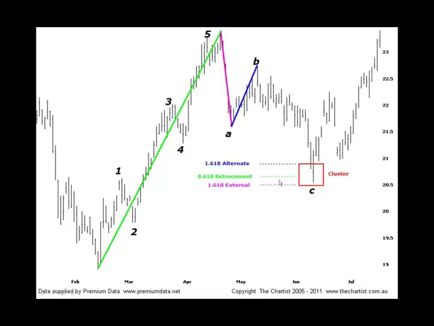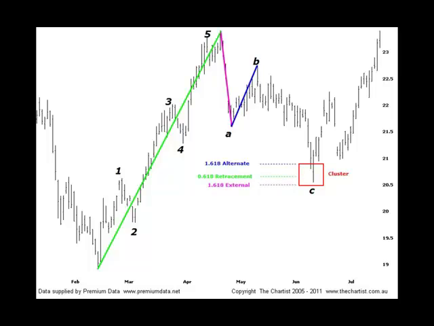That comes in right there. The external projection is this move times 1.618. So this move multiplied by 1.618 subtracted from wave A takes us down here. And the alternate is this move here multiplied by 1.618 off that low gives us that low there. So you can see we've got this cluster down here, and you see how it's all 61.8% levels.